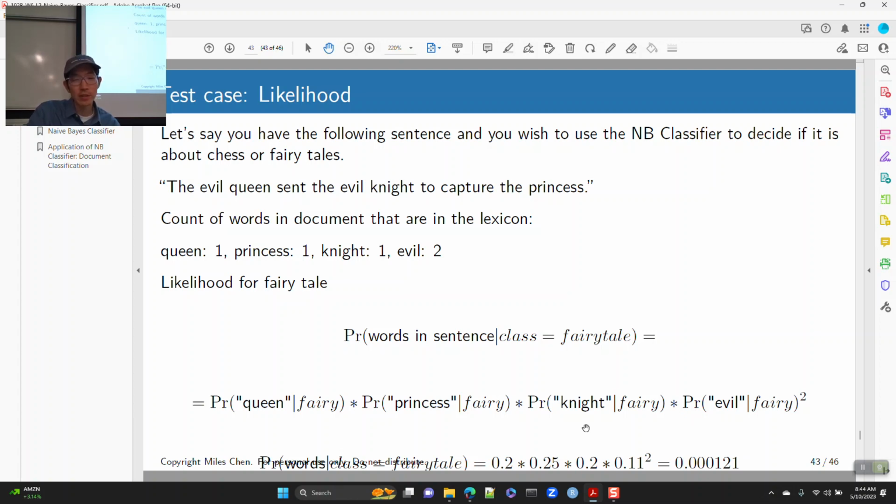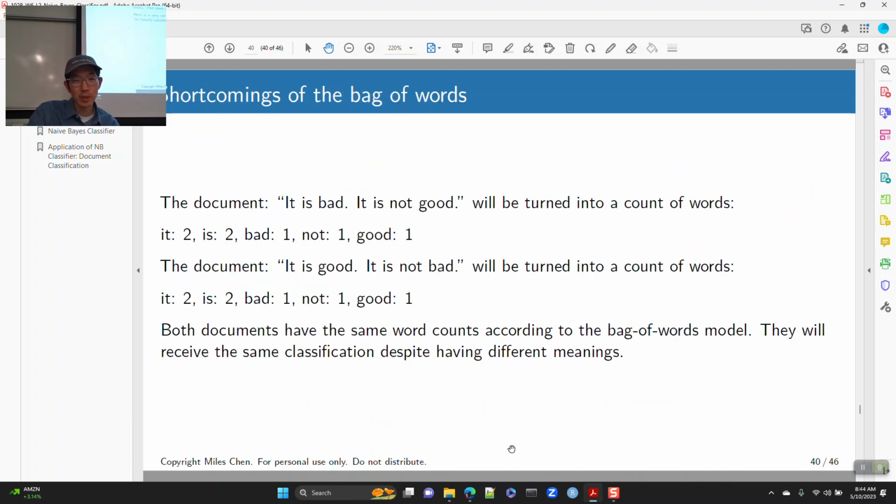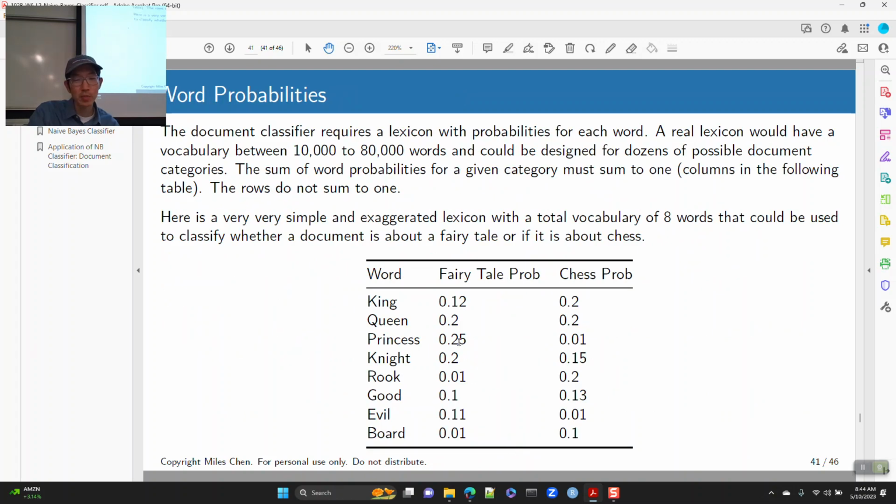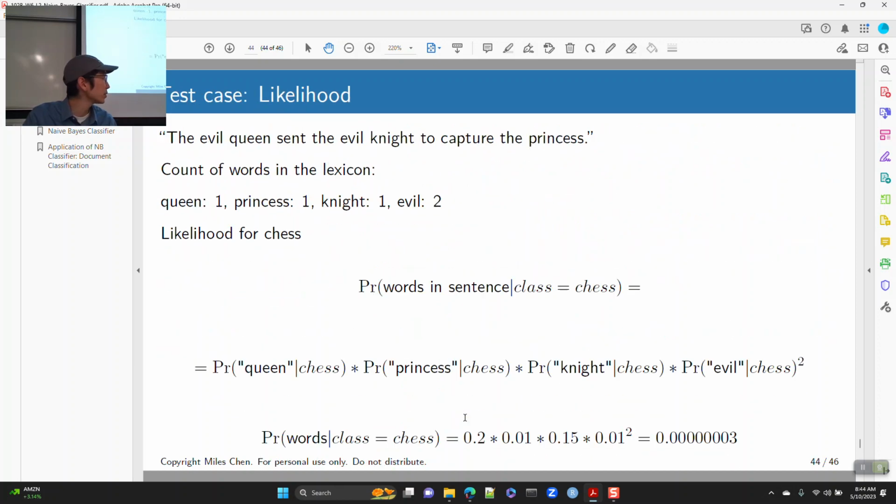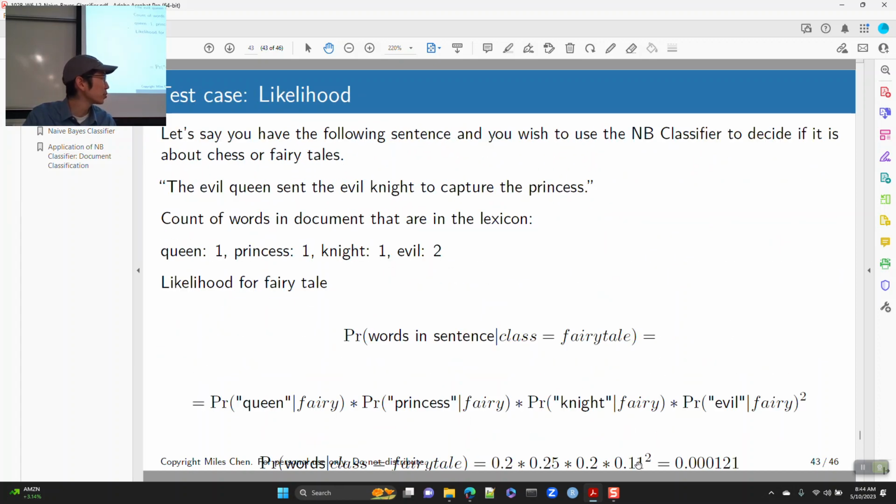And so these numbers: queen is probability 0.2, princess is 0.25, knight is 0.2, and evil is 0.11. Evil shows up twice, so we're going to do 0.11 squared, and this is the likelihood of our sequence of words. Not sequence, our bag of words, I should say.